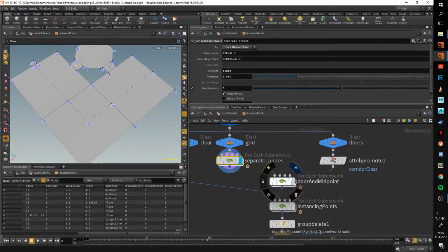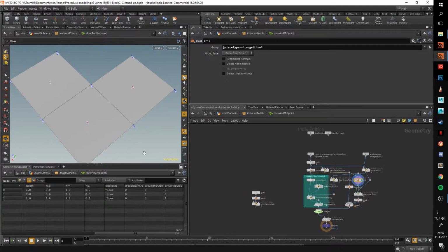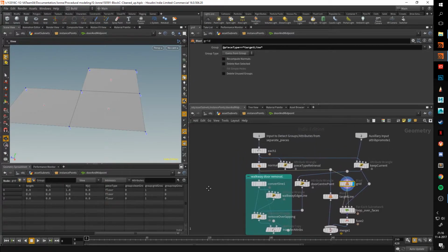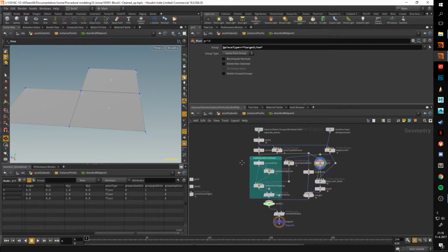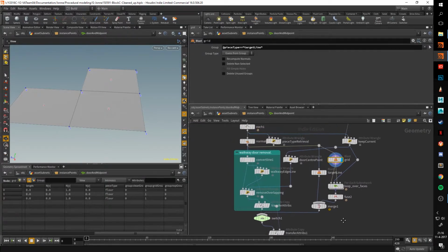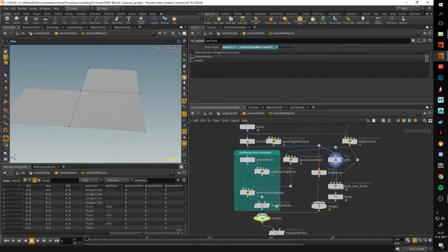Moving on to the door and midpoint. This is another place where I just add some info, and the doors are the most important thing. The first major thing here is that there's two sides to this. Here we have a switch, and basically what it first does is check whether it is a corridor or stair, or an actual room, because corridors don't hold the information for doors. I only need those in the rooms. So that's the first thing that happens in the switch.